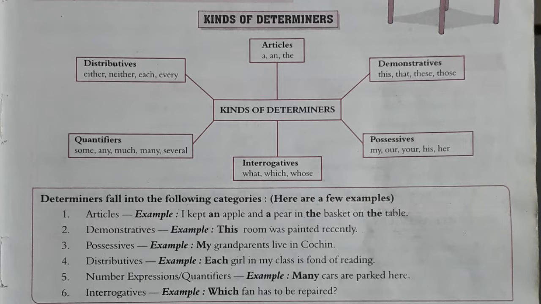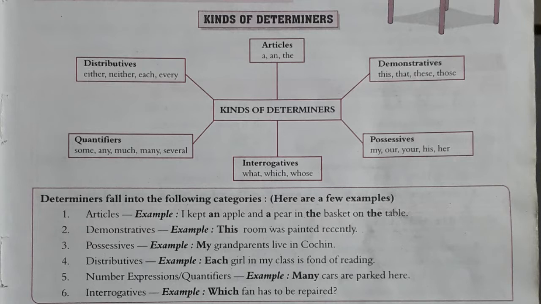This is an additional image that will give you a very quick understanding about determiners. You can see the branches being drawn in the diagram. Articles on the top: a, an, the. Distributives: either, neither, each, every. Quantifiers: some, any, much, many, several. Interrogatives: what, which, and whose. Possessives: my, our, your, his, and her. And demonstratives: this, that, these, and those. So this diagram will enable you to understand determiners at a glance.